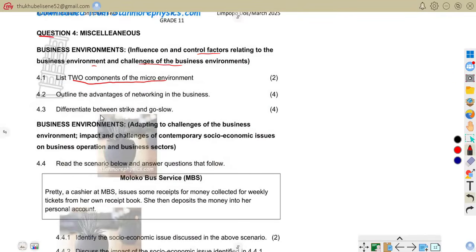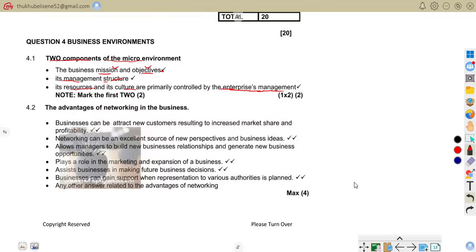So now let us go to question 4.2. Outline the advantages of networking in the business. So here we are on our answers. The advantages of networking in the business. Business can attract new customers, resulting in increased market share and profitability. Meaning to say, networking helps business reach new clients, increasing sales as well as market share.